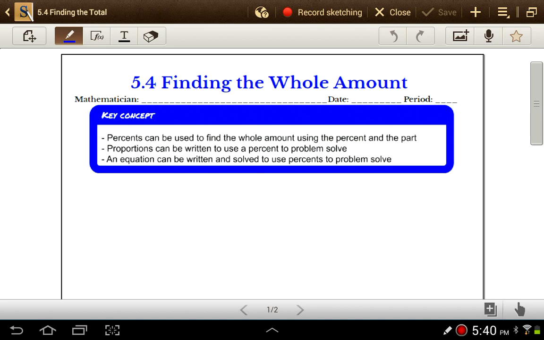Today we're going to be finding the whole amount in our videos. We're going to be given the percent and the part, and then we're going to use that to find the whole amount. We're going to use proportions and equations to answer these. This is going to be very similar to my other videos on finding the part, finding the percent, and now finding the whole amount. So just the next phase in these.